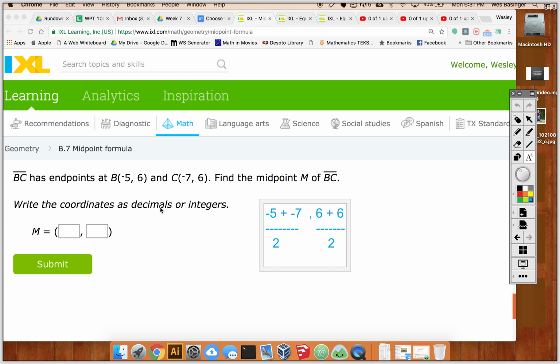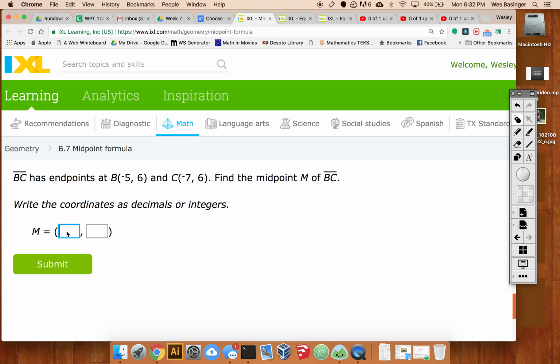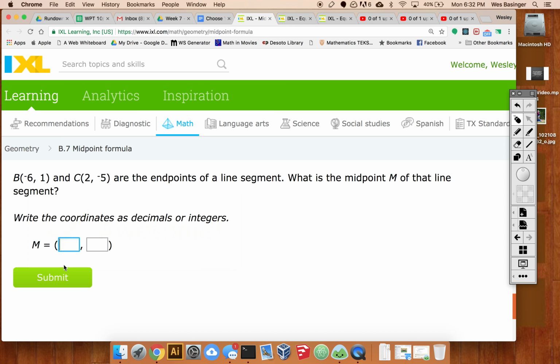So we're going to do -5 plus -7. That's -12. And if you take half of that, you get -6. Then we're going to do 6 plus 6 is 12. If you take half of that, that's 6. So our answer should be -6, 6. So let's go ahead and try that out. -6, 6. Okay, looks like it works.